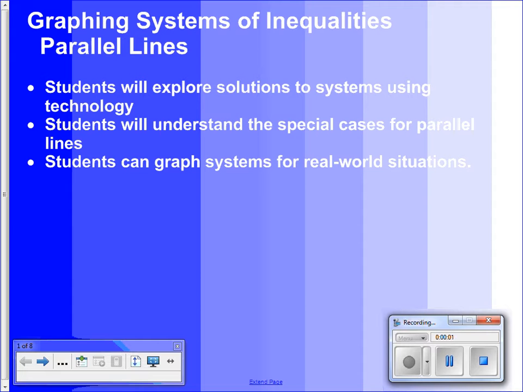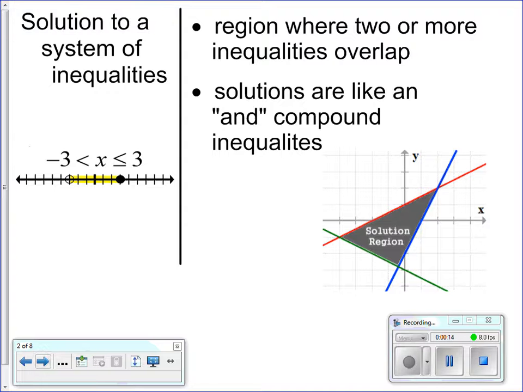In this lesson, we'll be graphing our systems of inequalities with parallel lines. You will explore solutions using technology and understand the special cases for parallel lines. And we'll graph them using real-world problems. A solution to a system of inequalities means that the region is where they overlap. It's kind of like our "and" compound inequalities, because the solution is where they overlap.